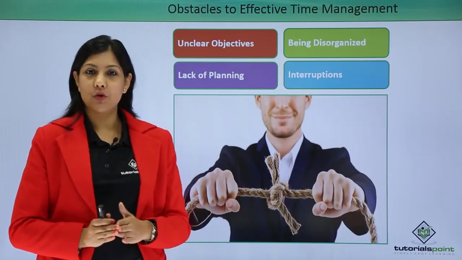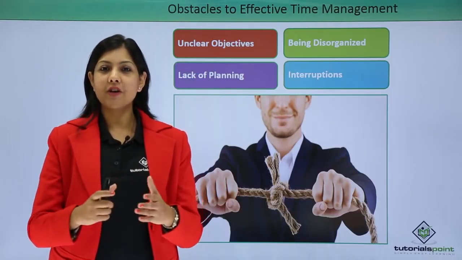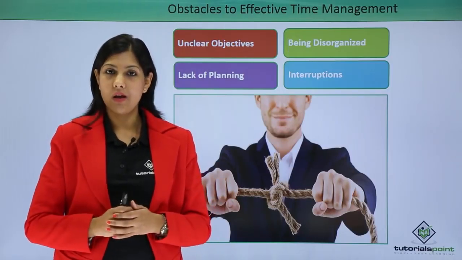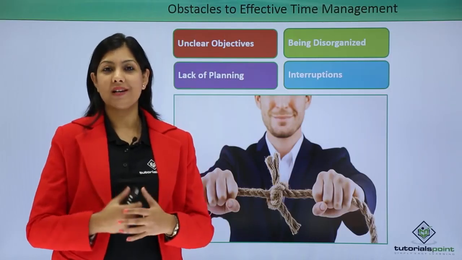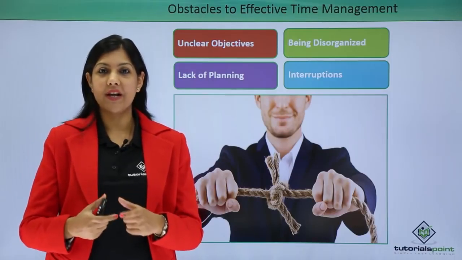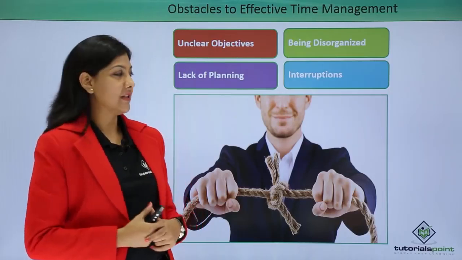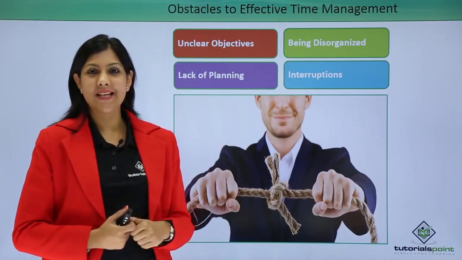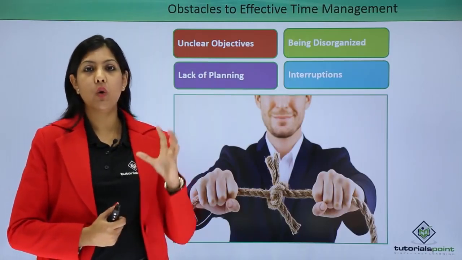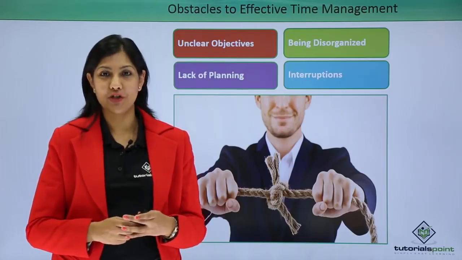The next is being disorganized. Nothing can be more irritating and annoying than being disorganized. Wherever you are, whether at work or at home, always have your table and your area organized well. If you are organized, you are able to get more done in less time. Lack of planning. If you do not plan, you will never be able to schedule your tasks properly. So always have good planning and prioritization. Avoid disruptions and interruptions. That's one of the major ways of effective time management. When you are able to avoid any kind of interruption in your day, you can focus on your task. That's essential and important.